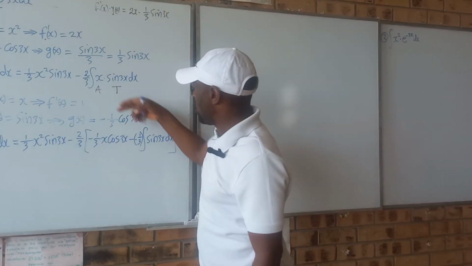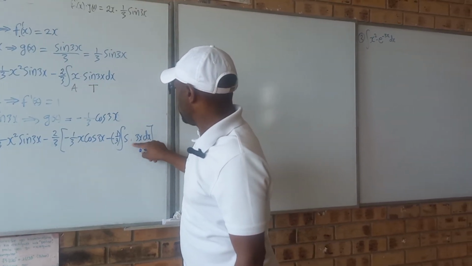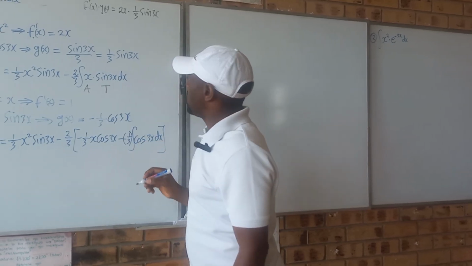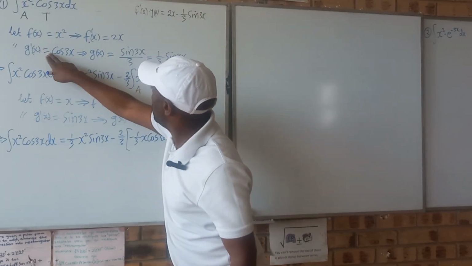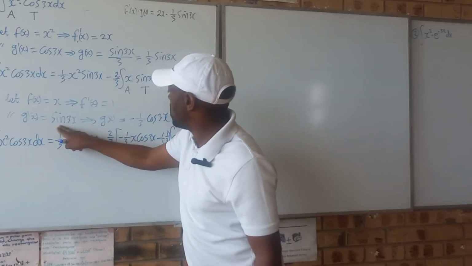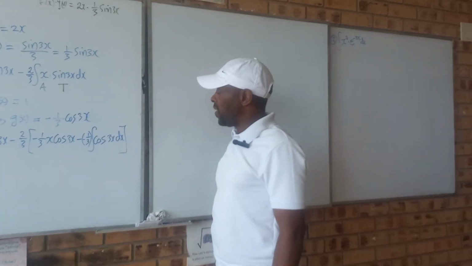Then minus the integral of f prime g. So this is cos 3x. I hope I didn't make a mistake there. When you integrate cos, you get sine. When you integrate sine, you get cos. Yeah. So my substitution now should be perfect.